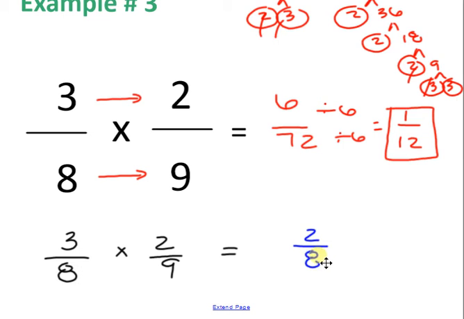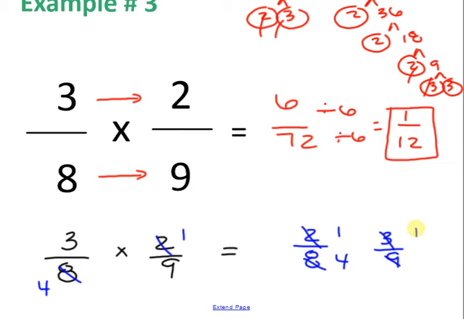Can that simplify any? Yes, it can. That becomes 1 over 4. So I change the 2 to a 1, and I change the 8 to a 4. Okay? Now I go diagonal the other way. I have a 3 on the top and a 9 on the bottom. And I even like to write it out on the side because it helps me visualize it better. Can this simplify any? Yes, it can.